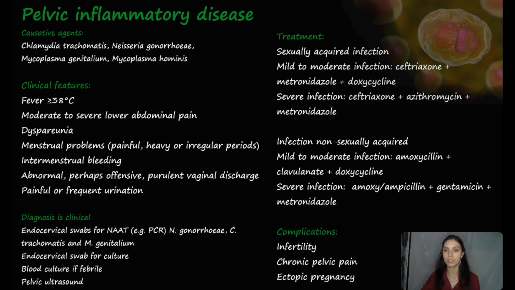Treatment: if it's a sexually acquired infection, mild to moderate, use ceftriaxone with metronidazole and doxycycline. If it's a severe infection, ceftriaxone with azithromycin and metronidazole. If it's an infection not sexually acquired and it's mild to moderate, amoxicillin with clavulanate and doxycycline. For severe infection, amoxicillin or ampicillin with gentamicin and metronidazole.